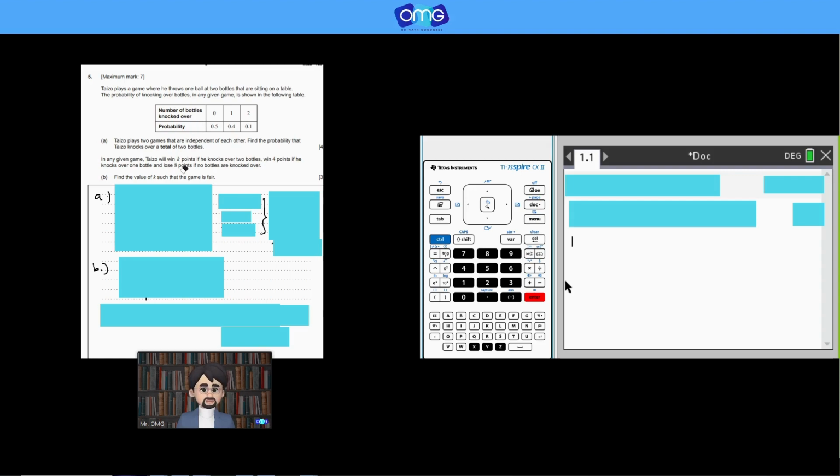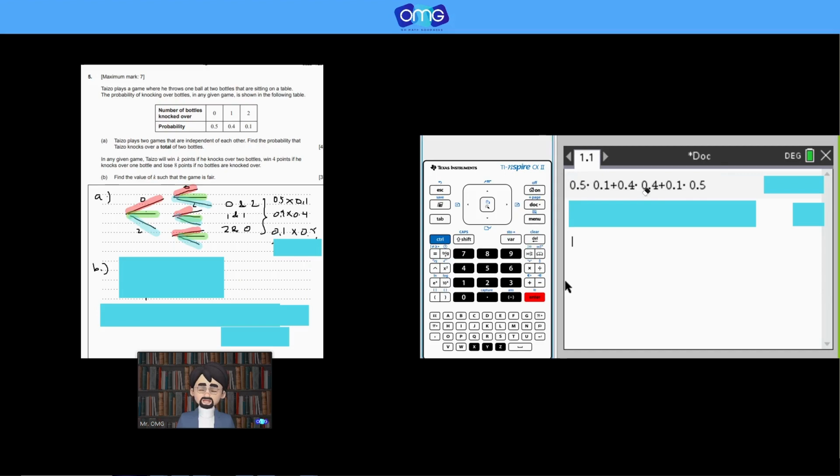So from here, he plays 2 games. We can make a diagram like this: 0, 1, 2. This is the first game, this is the second game. In order to get a total of 2 bottles, the first game he needs to shoot 0 bottles and the second game 2 bottles, or 1 and 1, or 2 and 0. So if we count that, we multiply 0.5 times 0.1 and so on. We use a calculator, we get 0.26 as the answer.